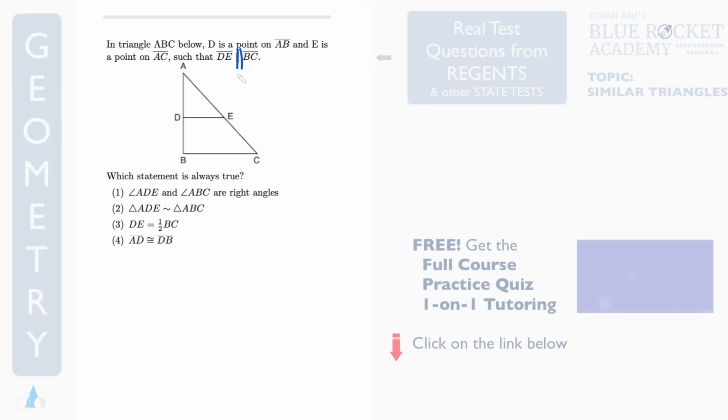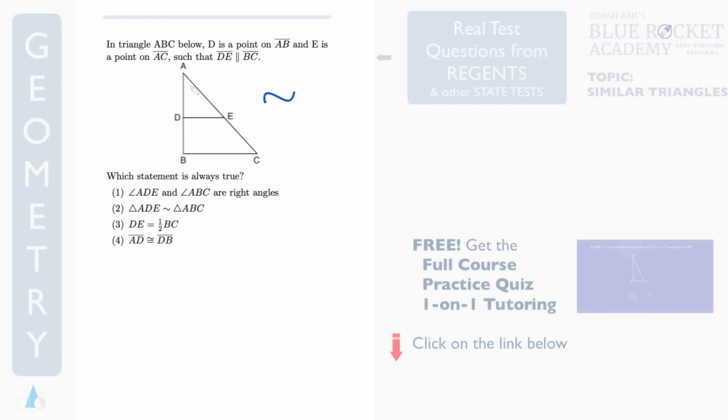Remember, if you're given these pipes over here, this parallel to DE is parallel to BC, then there's only one thing you need to do. But let's look at what is DE and BC. DE is this line and BC is this line over here, and they're parallel. As soon as you see they're parallel, there's only one thing you need to think about, and that is similarity.